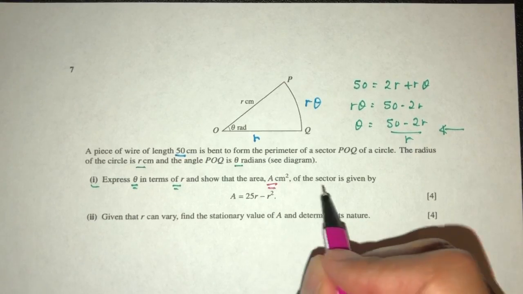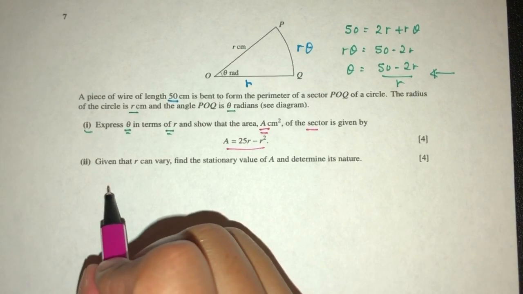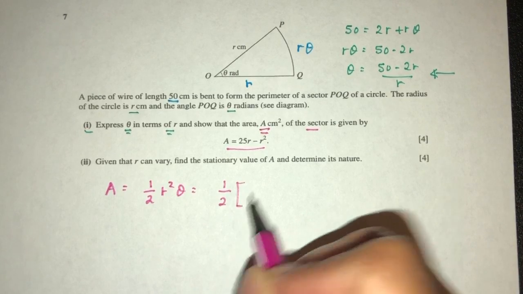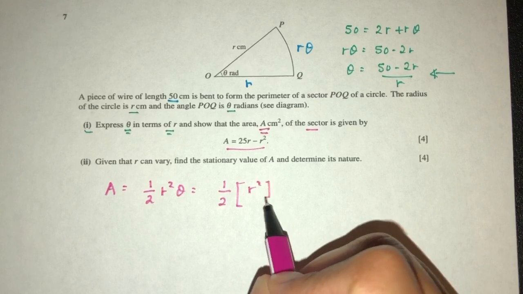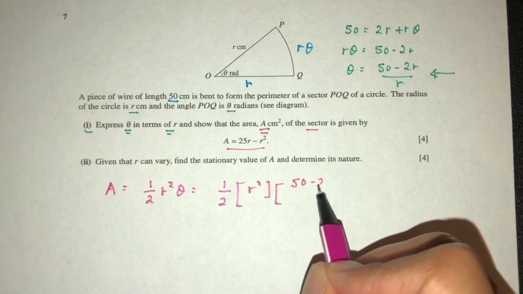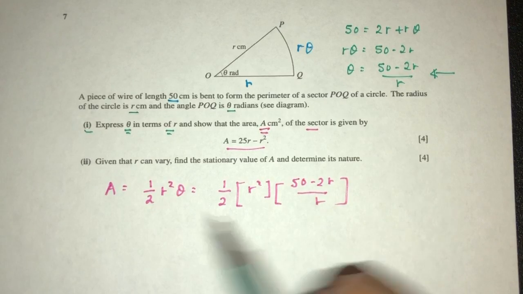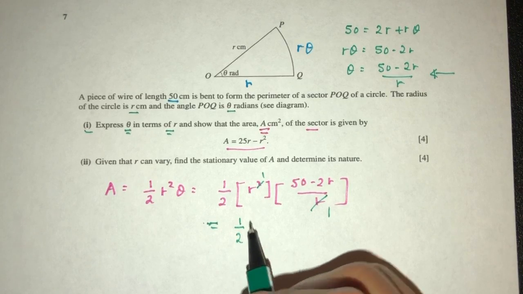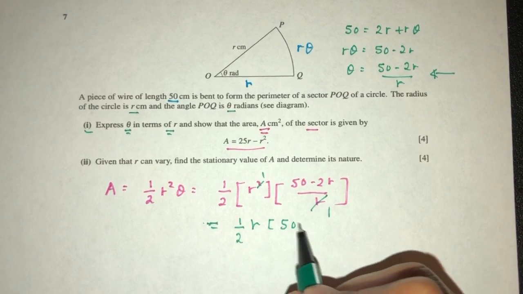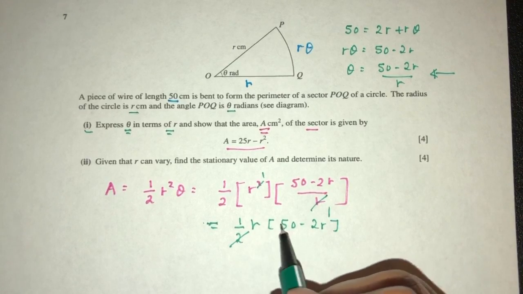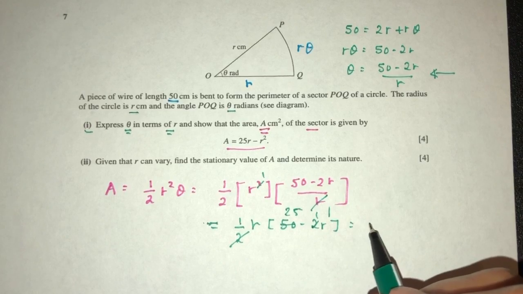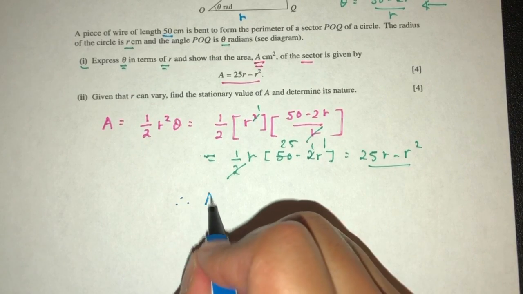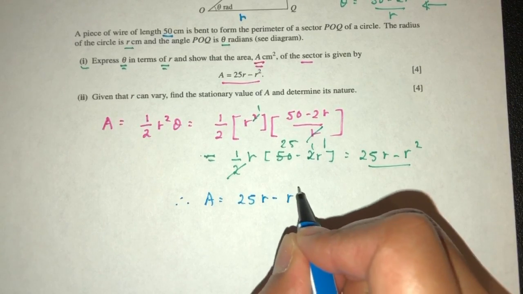Now we have to show the area is given by this. How do you find the area? Pretty easy. Given to you by the formula half R square theta. Half is half, R square is R square. Theta is given to you by 50 minus 2R over the value of R. Now simplify. This will cancel out. This will be 1. And here you will have half R times the value of 50 minus 2R. Divided by 2, that should be 25, and that should be 1. So you will have 25R minus R square. So finally, shown as required, the value of A, which is the area, will be 25R minus R square.